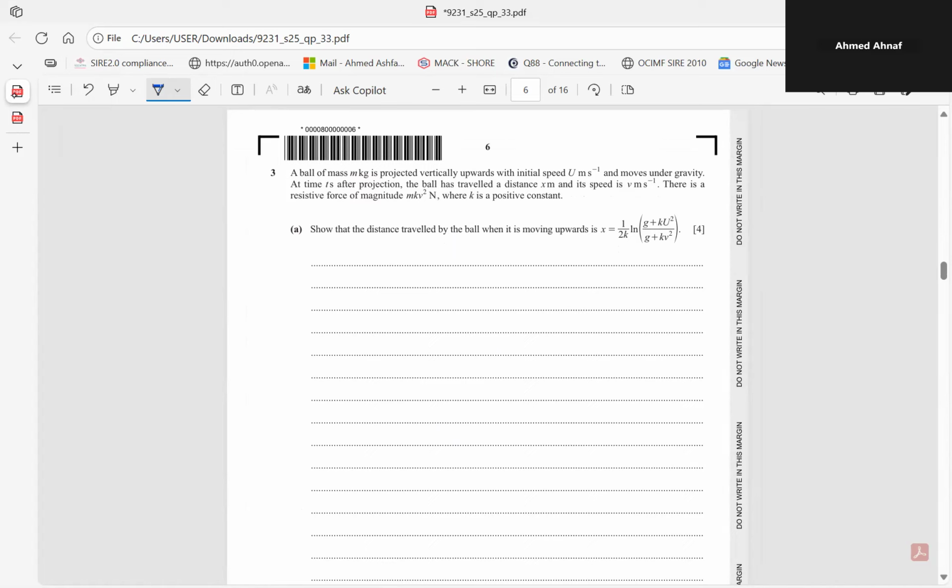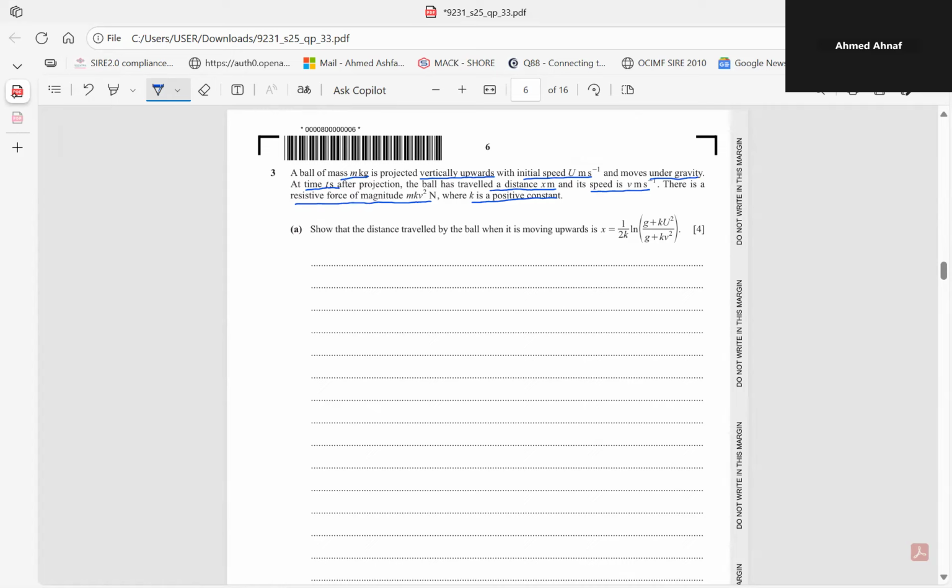Okay, so for this question, we are told that a ball of mass m kg is projected vertically upwards with initial speed u meters per second and moves under gravity. So the only force acting on the ball is its own weight. And then we're also told that at time t seconds after projection, the ball has traveled a distance of x meters and its speed is v meters per second. Oh, and then we're also told that there's a resistive force of magnitude mkv squared newtons, where k is a positive constant.